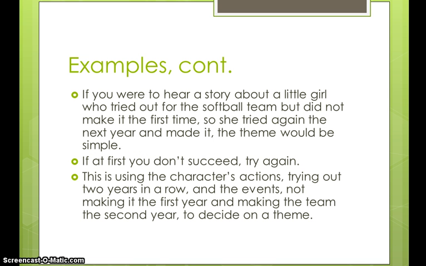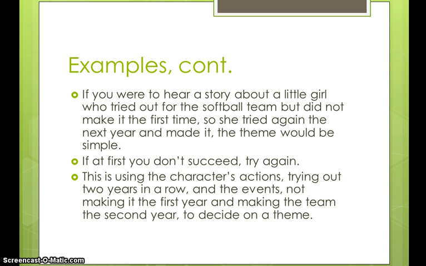If you were to hear a story about a little girl who tried out for the softball team but did not make it the first time, so she tried again the next year and made it, the theme would be simple. If at first you don't succeed, try again. This is using the character's actions, trying out two years in a row, and the events, not making it the first year and making the team the second year, to decide on a theme.